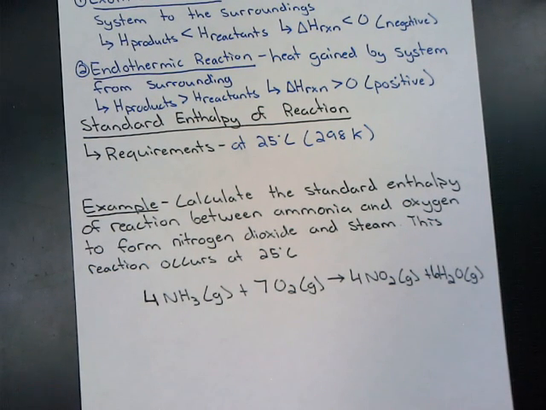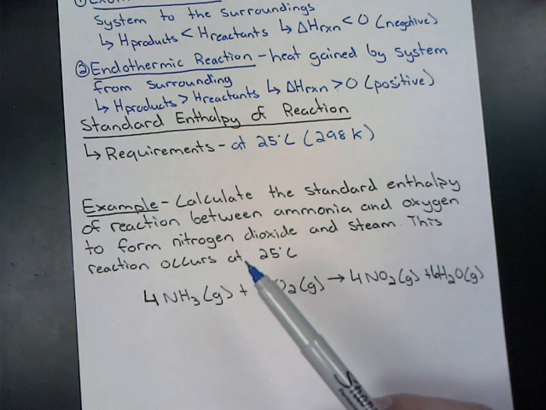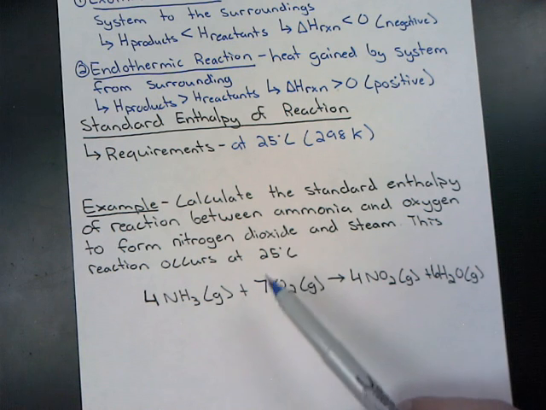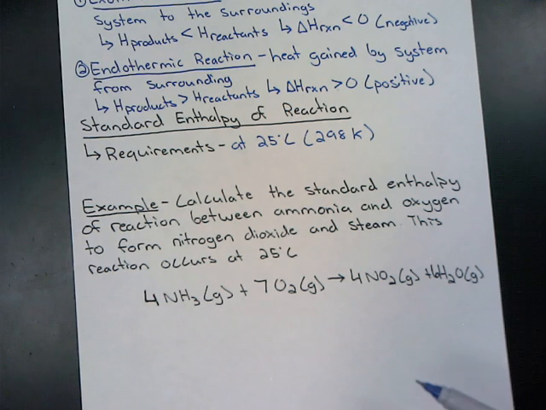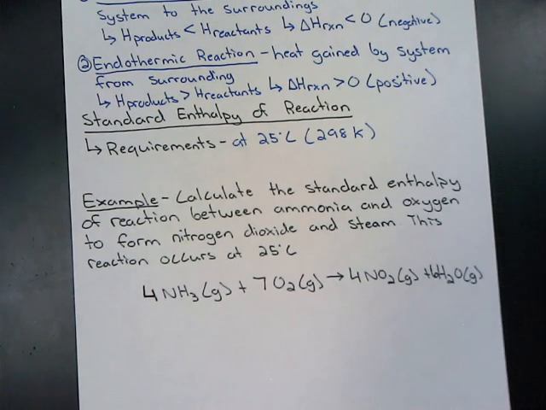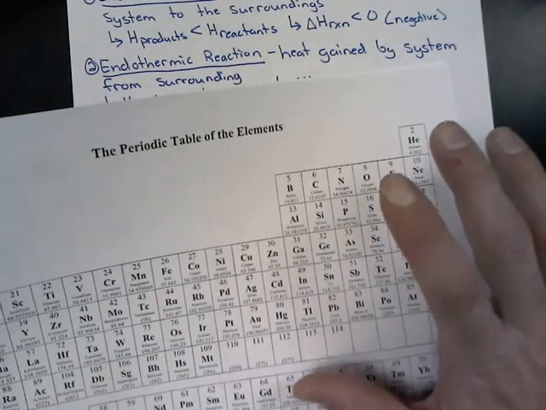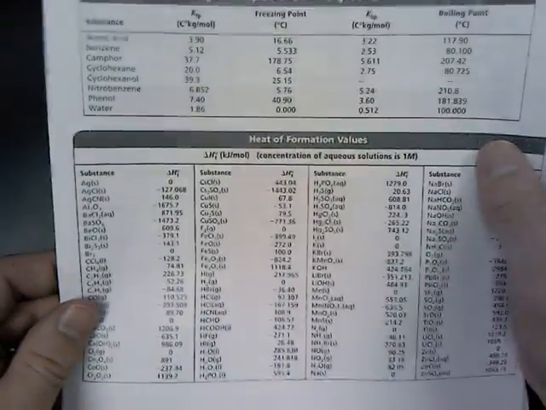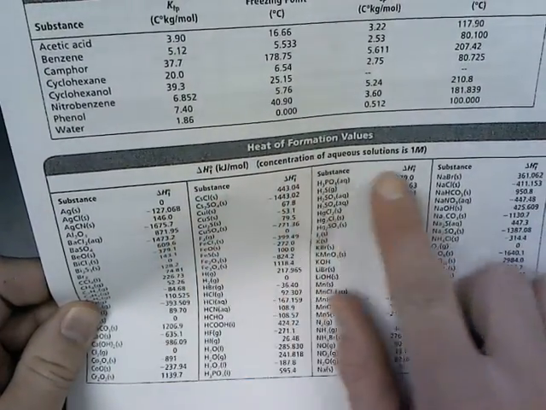So right here it says, calculate the standard enthalpy of reaction between ammonia, NH3, and oxygen, which forms nitrogen dioxide and steam, or H2O. And it tells us this reaction occurs at 25 degrees Celsius. Now, looking at the reaction, that doesn't tell you a whole lot. So what we need to do is, once again, use our beautifully periodic table packet, and we need to turn about 3/4 of the way. And what you'll find is the heat of formation values.